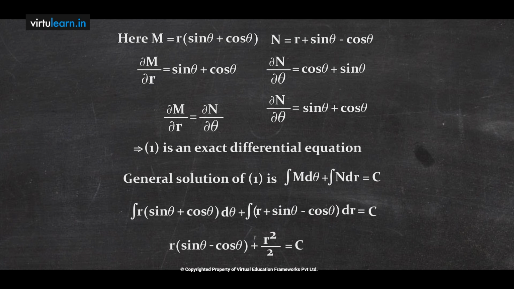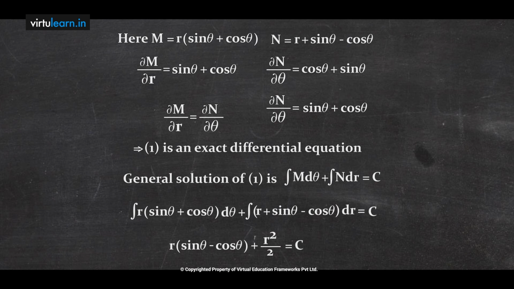Now, previously in Cartesian form, I explained M dx plus N dy equal to 0, that is an exact differential equation. The exact condition is ∂M/∂y equal to ∂N/∂x. The general solution is integral M dx plus integral N dy equal to c, meaning that in integration with respect to x, y terms are constant, and you integrate those terms which are free from x while integrating with respect to y.